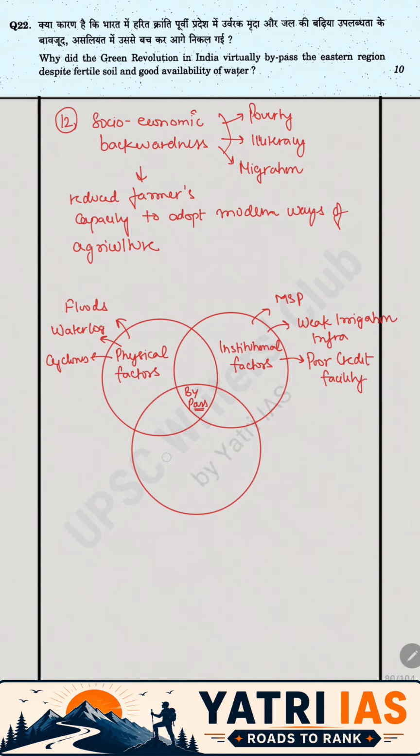Then you could also mention socio-economic factors such as small and marginal farmers, poverty, low mechanization. So all these reasons ensured that eastern region could not enjoy the fruits of green revolution.